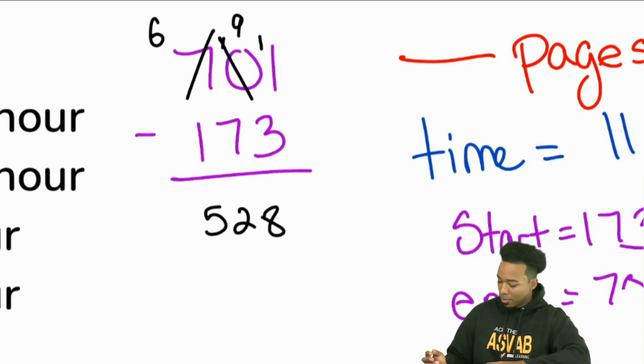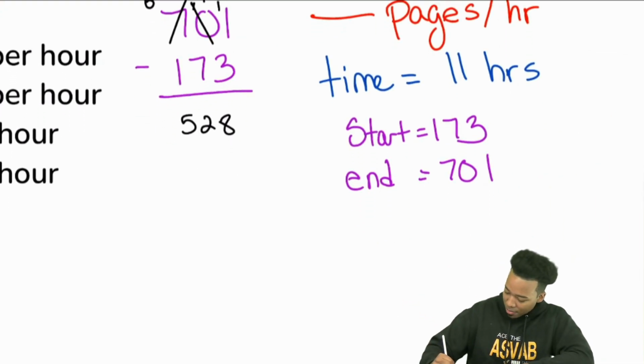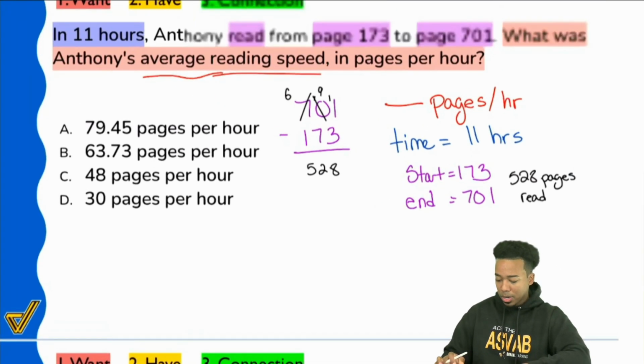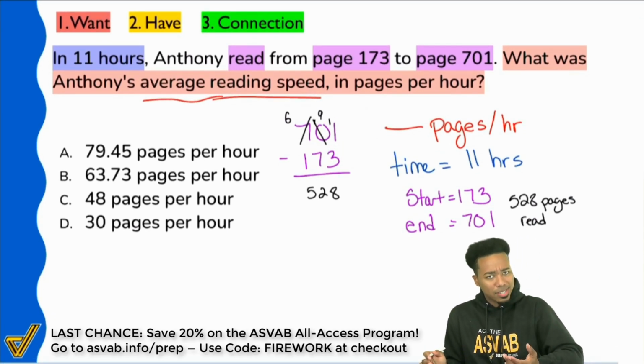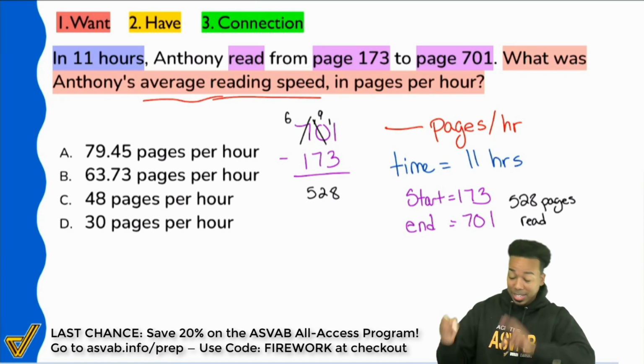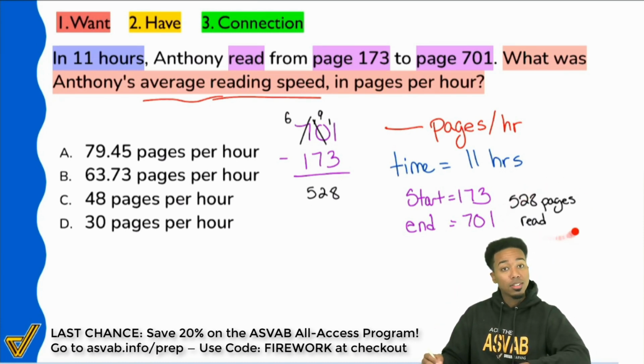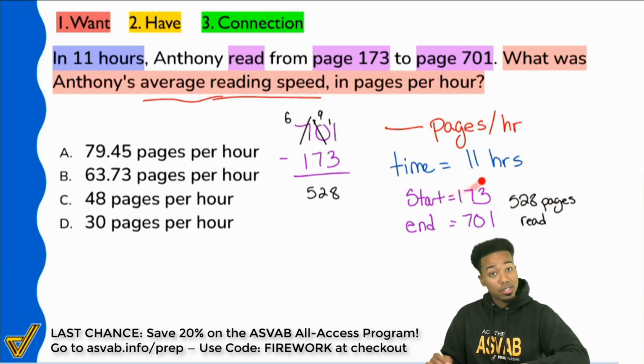But now that we have the number of pages that we've read, we have 528 pages read. So now that we're here, I'm looking at this and saying, man, this is absolutely a distance rate time question, because I have my distance, how far Anthony went, 528 pages. We have the time that it took him to get there. And then on top of that, we're looking for the pages per hour, or the rate. So at this point, we're pretty much done.